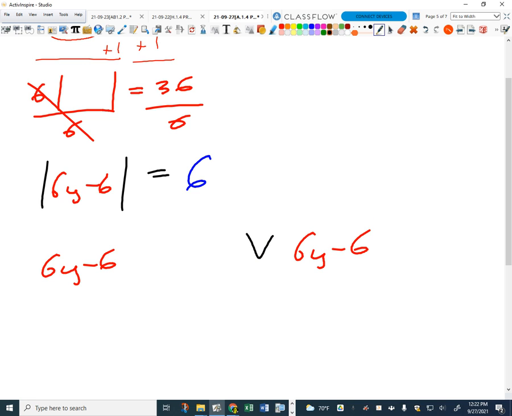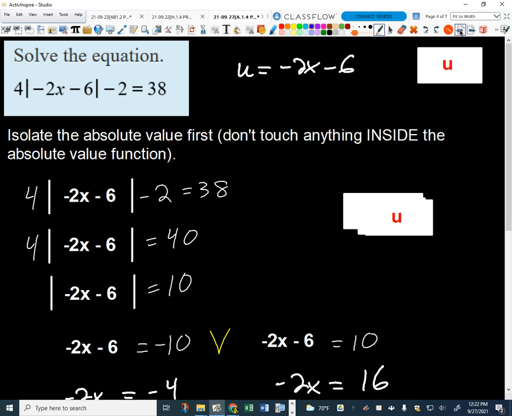So there's my OR symbol. So either 6y minus 6, that's what's inside, is equal to, somebody who hasn't answered yet, give me one possible thing that it's equal to. Negative 6. Okay, good. So either what's inside equals negative 6 or it equals positive 6. And then I just solve those two. Pretty good? Okay.